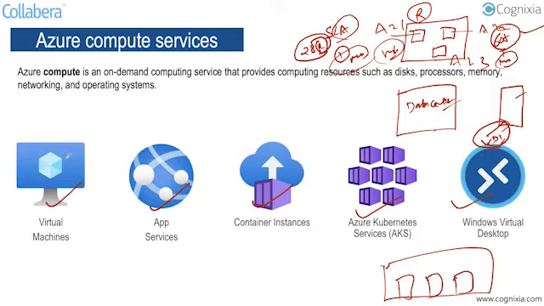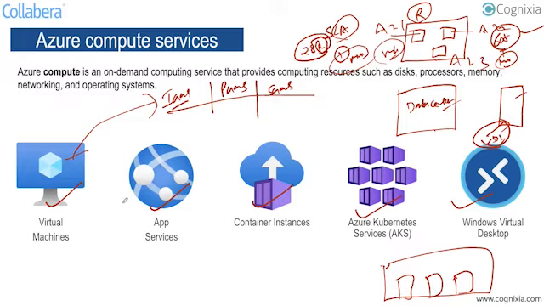So when I'm talking about virtual machines, how does a virtual machine help me to host my application, how will this service help me? When I'm talking about compute resources, there are three service models which come into the picture: infrastructure as a service, platform as a service, and software as a service. Virtual machines come under infrastructure as a service. Now, what is infrastructure as a service?